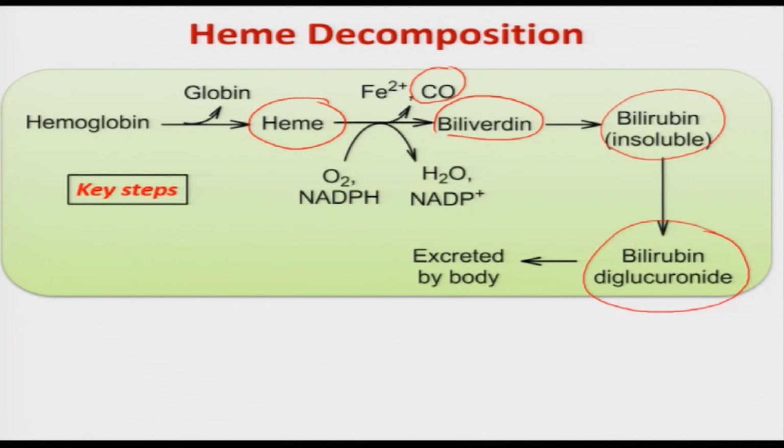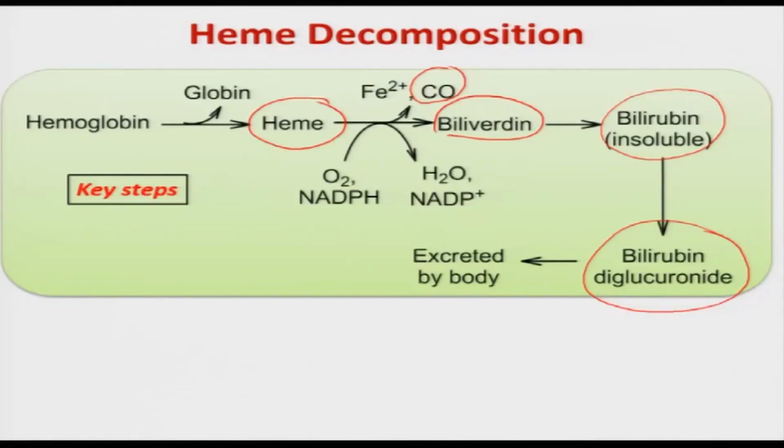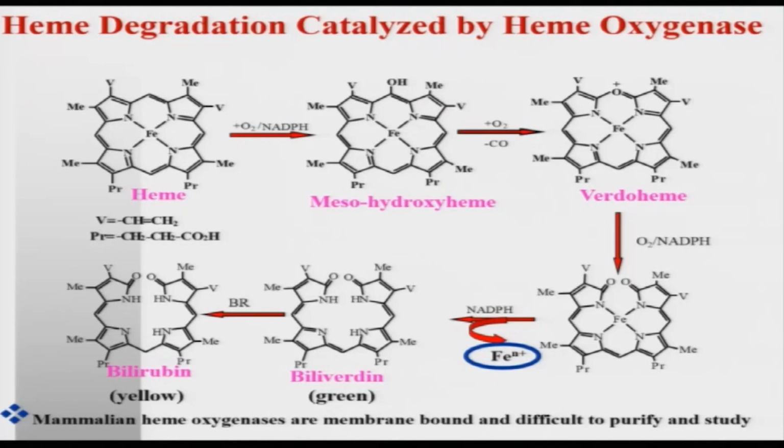So, this is what is happening all the time within our body, and heme oxygenase is basically playing the key role in this heme decomposition process. Now, this is how heme undergoes decomposition. This heme, in the presence of oxygen and NADPH, is what we call a coupled oxidation, because oxygen is the oxidant and NADPH is the reductant. When both are used together, it is called coupled oxidation.